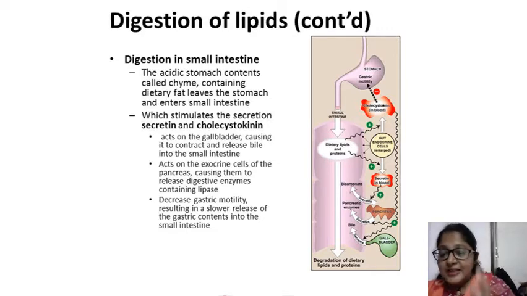Okay, because it takes time to get digested, which is very good, because as it spreads, little by little they are getting digested in the small intestine.